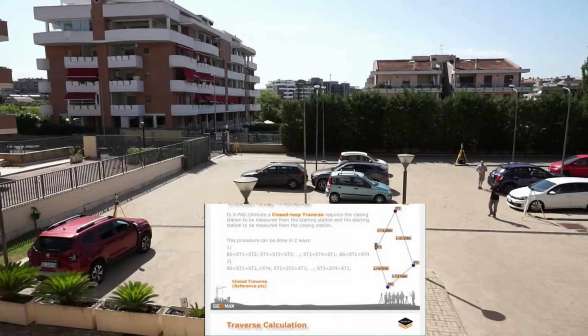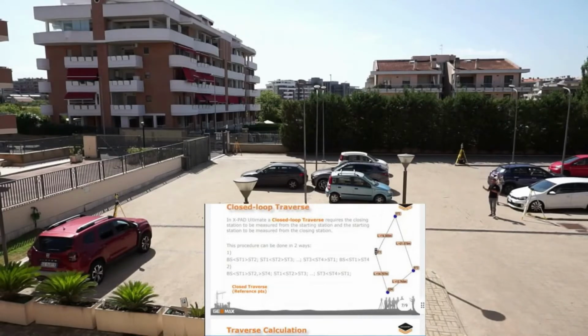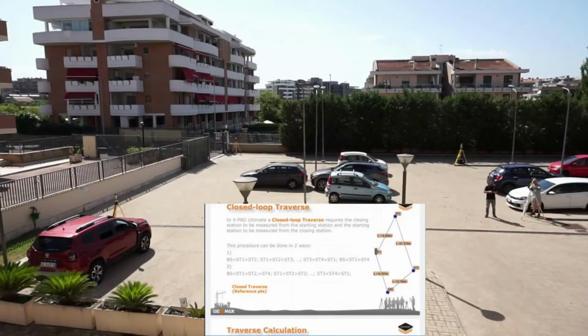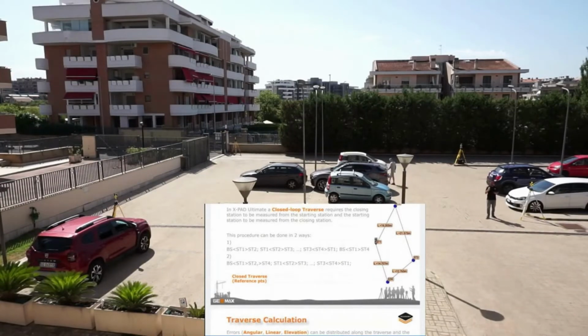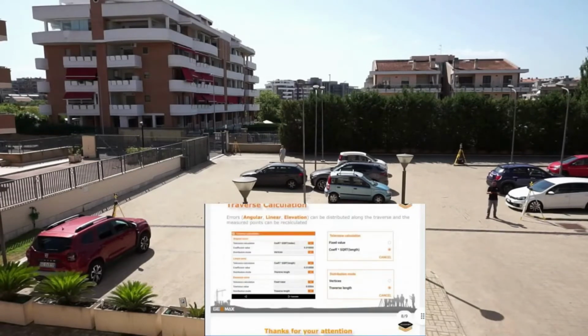The other case is that from the station number 1, the starting station, we can measure the next station, station number 2, but also the closest station, that will be the station number 4. So in that case, we don't need to move again to the station number 1, measure the same orientation, and measure the last station. Then we will see also live the calculation.